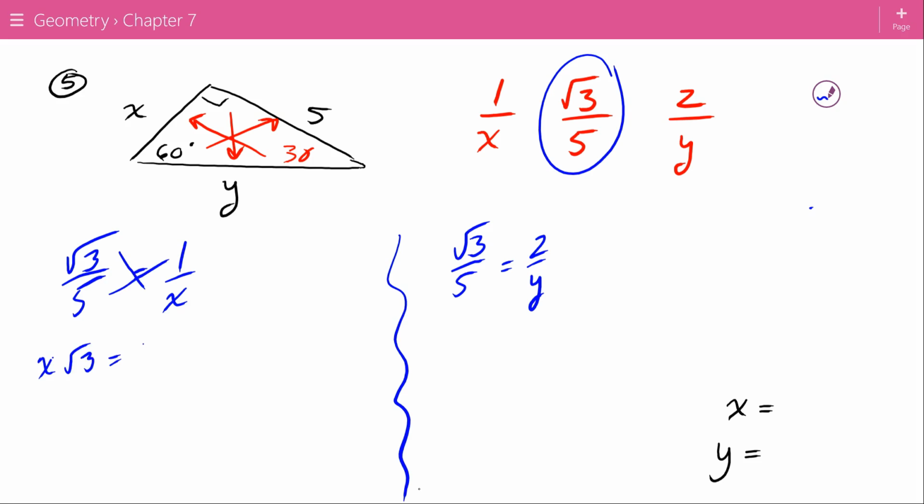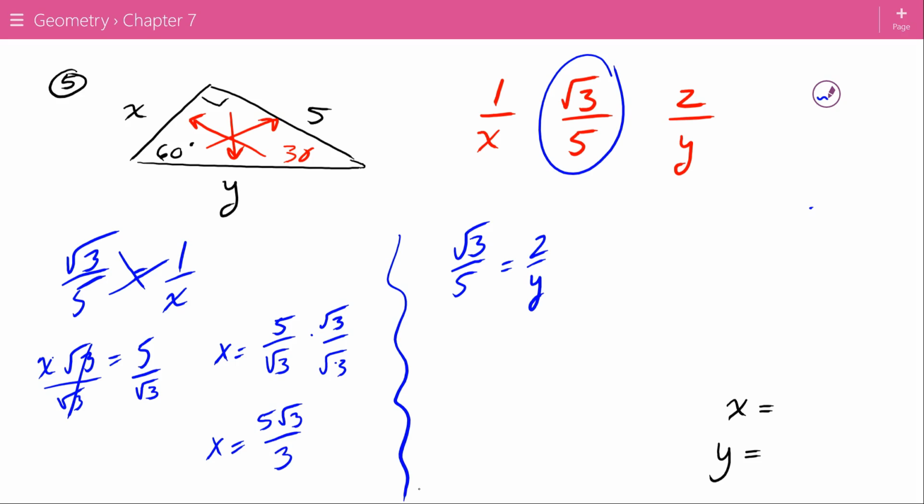We get x times root 3 equals 5. We'll go ahead and divide each side by the root 3. And then you get x equals 5 over root 3, which, like we said before, you have to rationalize the denominator. So we'll multiply the top and the bottom by root 3. And you're left with 5 root 3 over regular 3. So that's our answer for x.